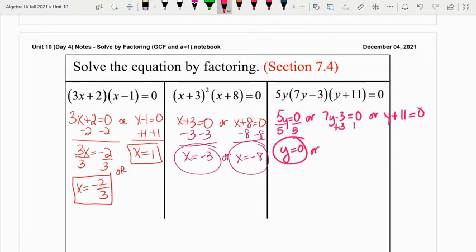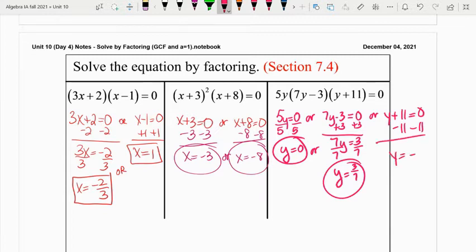Next one, add 3 to both sides. So 7y equals 3. Divide by 7. So y is 3 over 7. Or subtract 11 here. Y equals negative 11. So 3 solutions on that one.